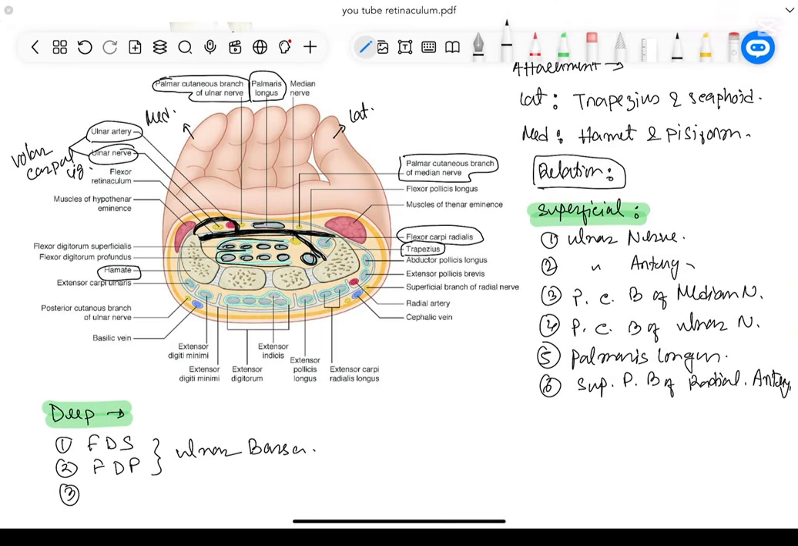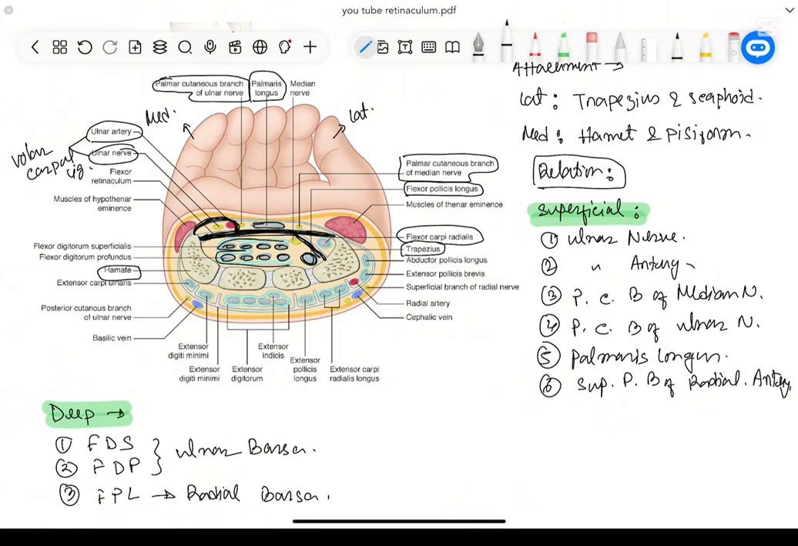Here is a muscle which is also encircled in a fascial sheath. First, see what is the name of this? Flexor pollicis longus. It will be covered in a sheath. The name of that is called the radial bursa.